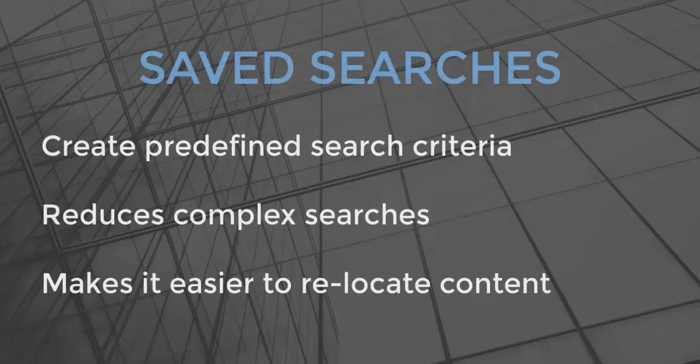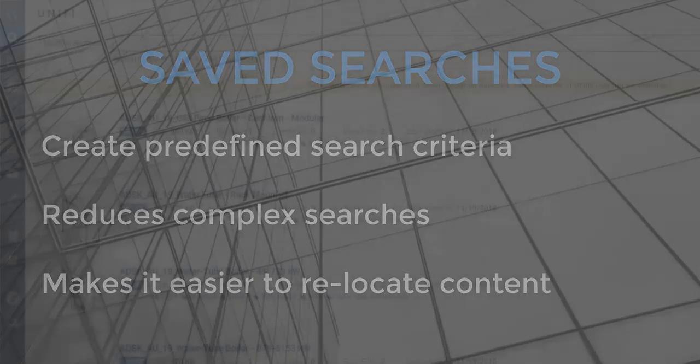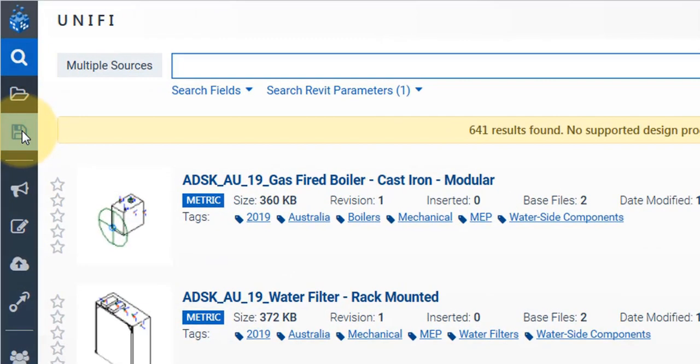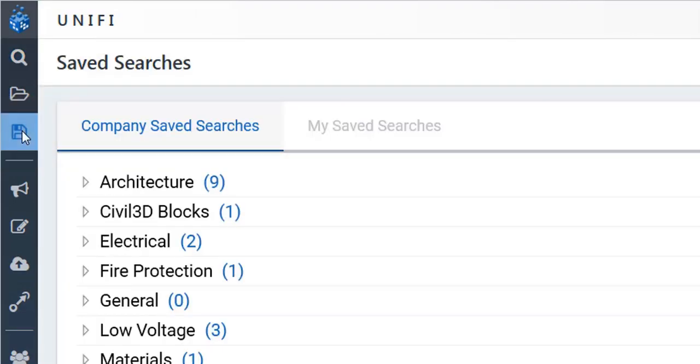The fourth search method you could do in UNIFI is the saved search. The saved search feature increases efficiency for your team by allowing you to create predefined search criteria so that users no longer have to type in search queries with complex filters or remember how to find content by browsing through libraries and model categories. Let's start by clicking on the saved search icon on the left side of the screen.